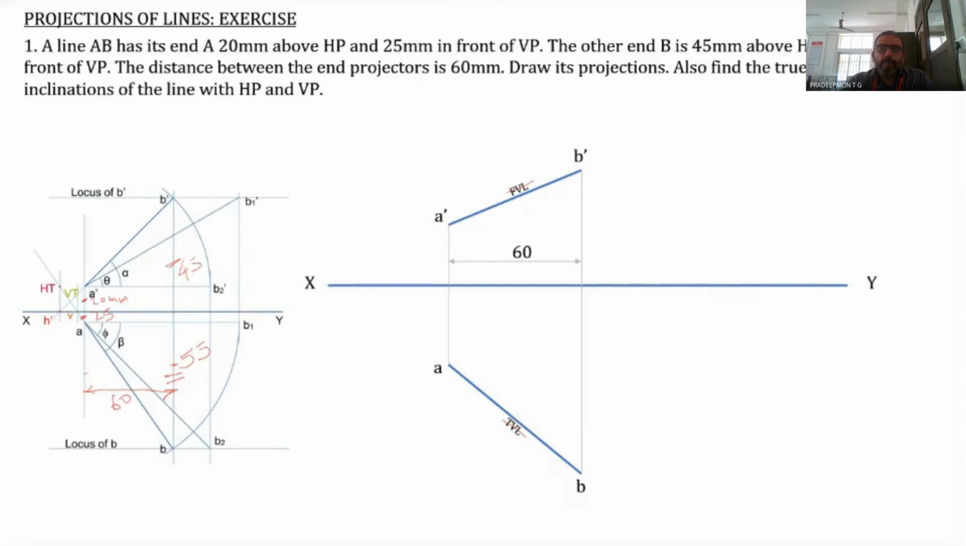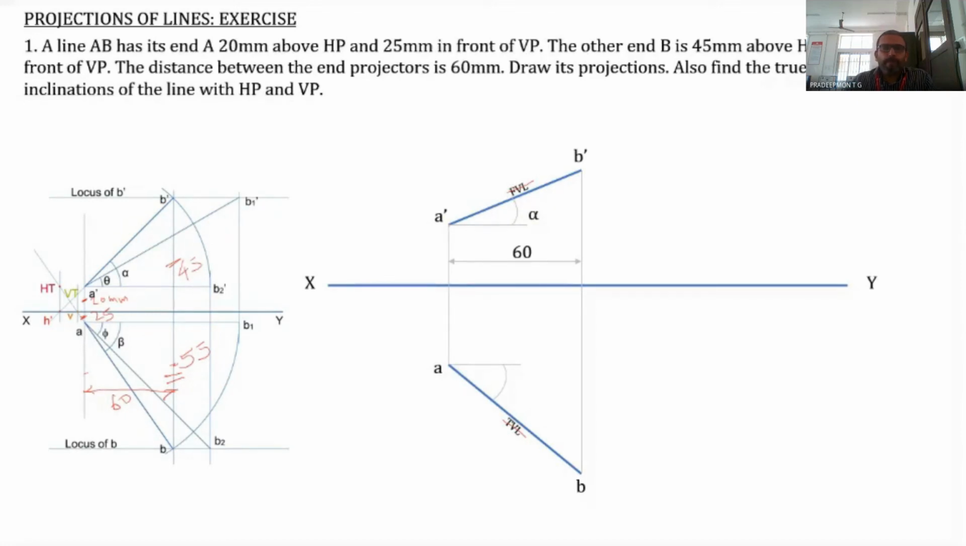Now the inclination of A dash B dash with the XY line, that is alpha, and the inclination of AB with the XY line, that is beta. Now when you are drawing this particular line, in order to measure alpha as well as beta, it is always better to extend it to a certain length, so that it will be easier for you to rotate the front view as well as the top view.